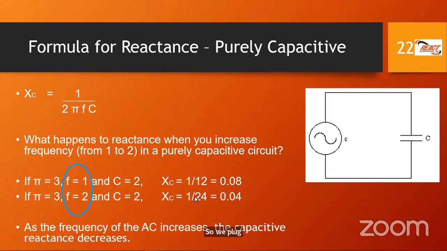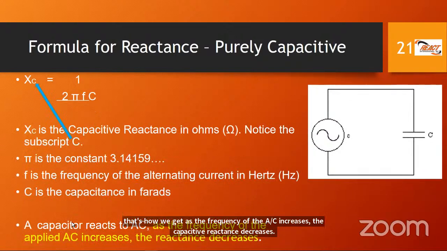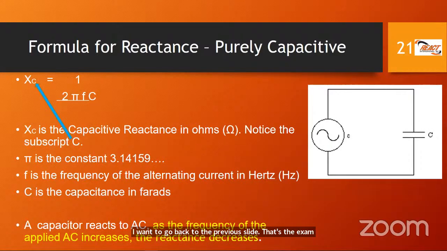So we plug F equal to 2 in. When we do the calculation, we get XC equal to 1 over 24, which is 0.04, which is a decrease. So that's how we conclude. When we increase frequency, we go from 1 to 2, we decrease the capacitive reactance, because it goes from 0.08 to 0.04, half. So as the frequency of the AC increases, the capacitive reactance decreases. If I were to go back to the previous slide, that's the exam question. A capacitor reacts to AC in such a way that as the frequency of the applied AC increases, the reactance decreases.